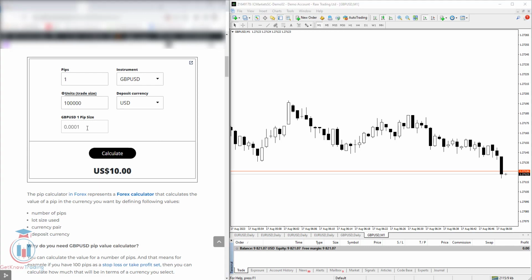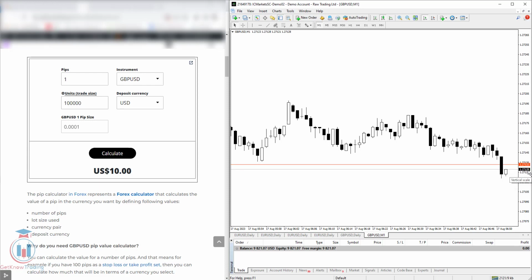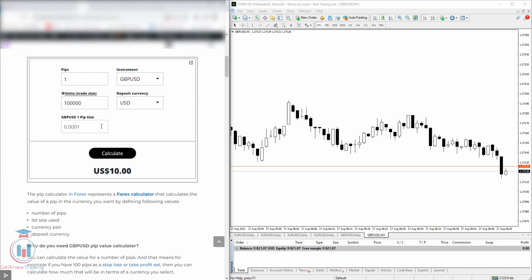Then you have here a GBPUSD 1 pip size, which means on which decimal point is 1 pip. In my case, 1 pip is on the 4th decimal point, and that means when you go to the trading platform, you can see that the current market price is 1.27128, and the 5th decimal point represents the number of pipettes, sorry. So the 5th decimal point I'm not counting, but on the 4th decimal point is the number of pips. So this is okay with me. When you click calculate, you get that 1 pip is equal to $10 US dollars.